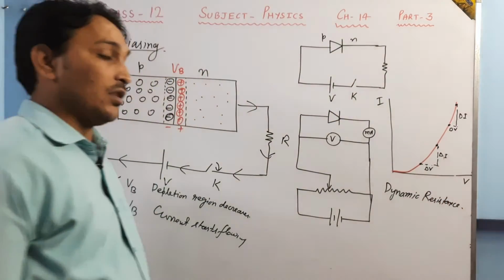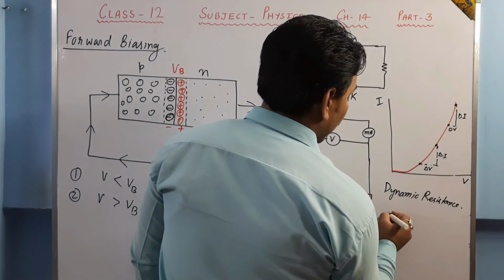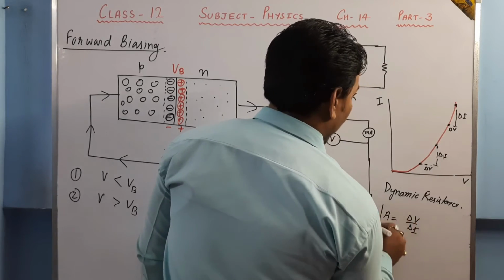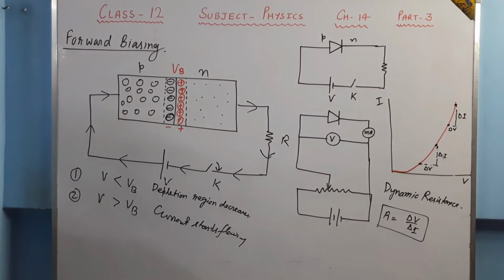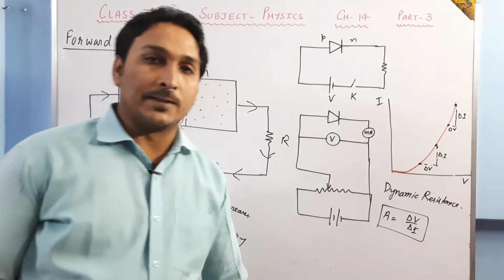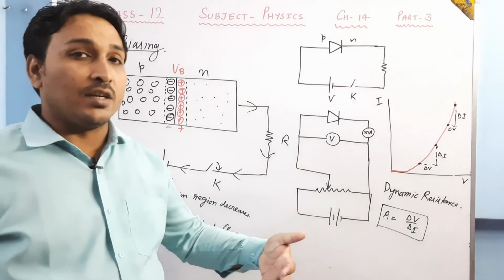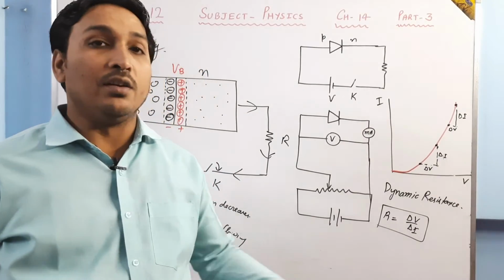Dynamic resistance, because it keeps on varying. So for a particular point, dynamic resistance R is given as delta V upon delta I, but it keeps on changing. It is not fixed, and with increasing voltage the resistance actually decreases, because with increasing potential the number of charge carriers which are moving increases exponentially, and that's why the current increases.